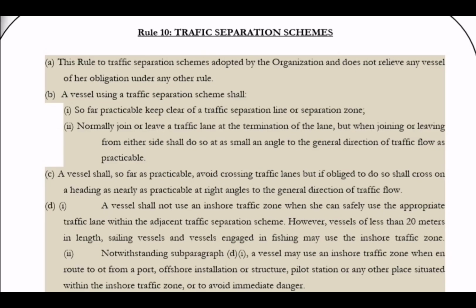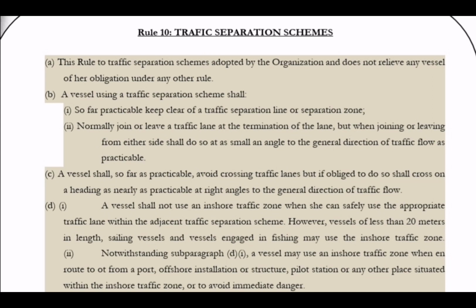Next, the paragraph letter D has two parts, part 1 and part 2. So on number 1, a vessel shall not use an inshore traffic zone when she can safely use the appropriate traffic lane within the adjacent traffic separation scheme. However, vessels of less than 20 meters, sailing vessels and vessels engaged in fishing may use the inshore traffic zone.